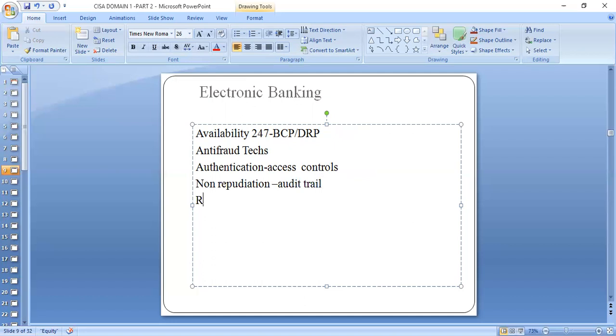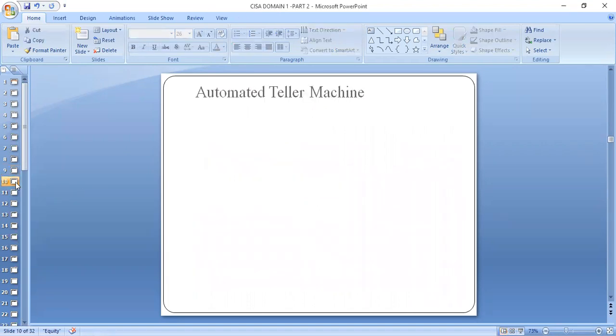And of course, just like in POS, you need to be doing reconciliation. Very, very important. Reconciliation cannot be overemphasized. So a lot of transactions are taking place per minute on banking platforms. So the auditor needs to ensure that proper reconciliation is being done regularly by the banks. Okay. So that's that on electronic banking.